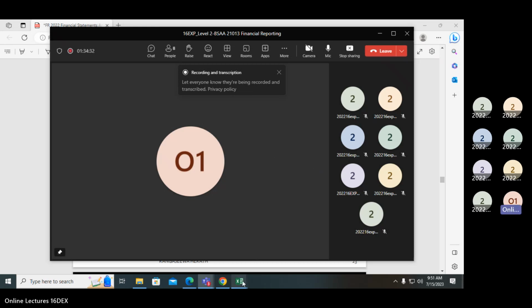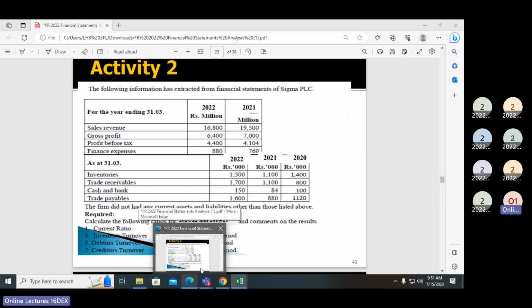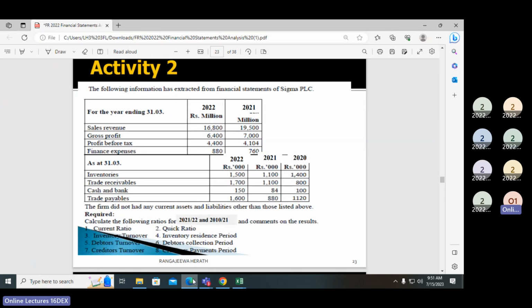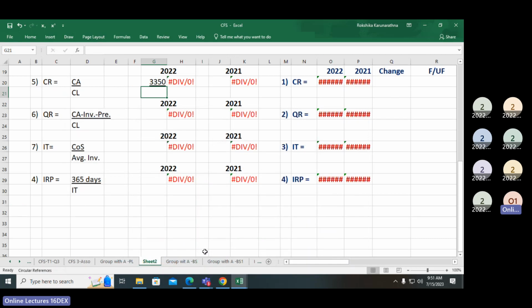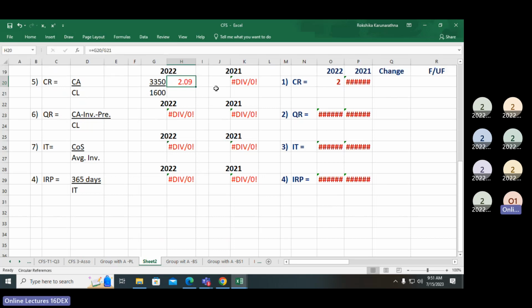Right. So shall we look at the answer? Now, current ratio, you can take current asset divided by current liability. Now we have inventory, trade receivable, cash and bank. You can add these three: 1,500, 1,700, 150. So current asset is 3,350. The current liability, we have trade payable only 1,600. So current ratio, you can keep two decimals, 2.09.